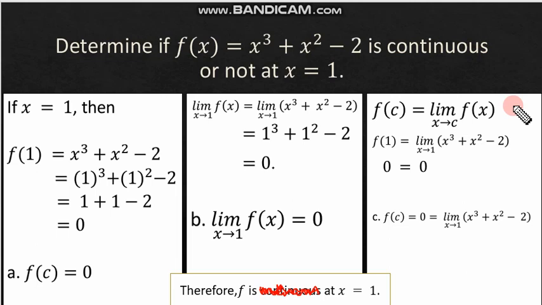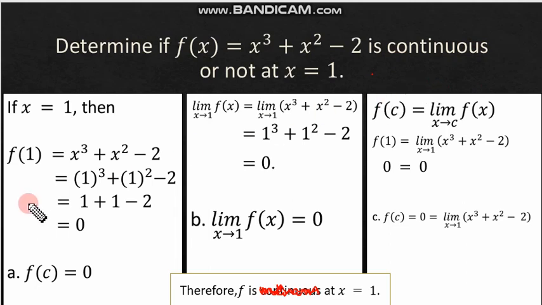For example, we will determine if our function is continuous or not at x equal to 1. Our function is x cubed plus x squared minus 2. Now, we will use the three conditions to check if our function is continuous at x equal to 1.